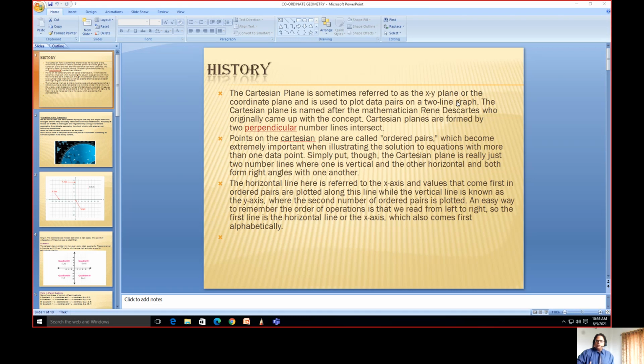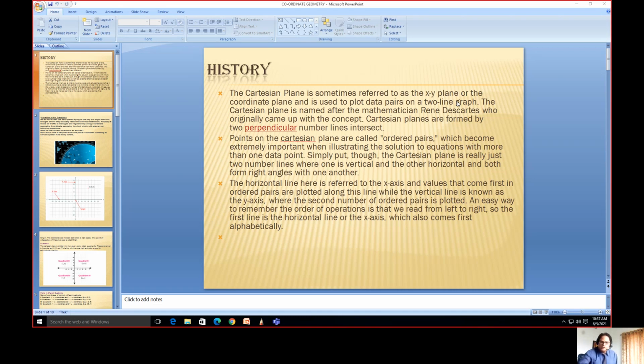A point on the Cartesian plane is called an ordered pair, where x comes first, y comes next. x is also known as the abscissa, y is known as the ordinate. I'll be going through it thoroughly after some time, which becomes extremely important when illustrating the solution to an equation with more than one data point. Simply put, the Cartesian plane is really just two number lines, one vertical and the other horizontal, and both form a right angle with one another. The horizontal line is referred to as the x-axis, which comes first, and the vertical line is referred to as the y-axis, which is next.